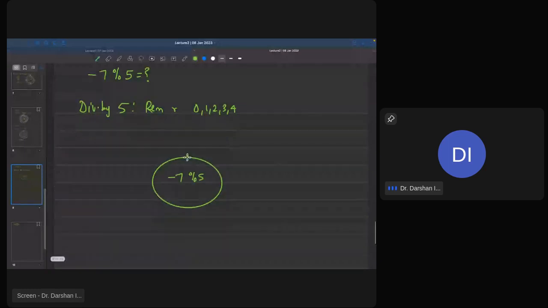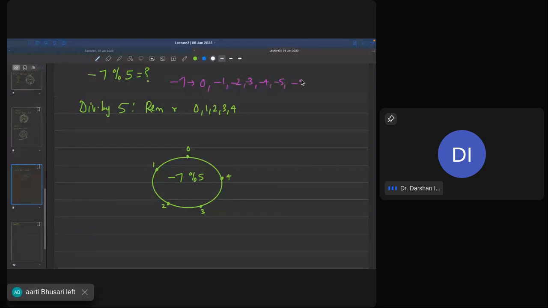0, 1, 2, 3, 4. 0, 1, 2, 3, 4. Start with it. You have to go till minus 7. So how will you go? 0, minus 1, minus 2, minus 3, minus 4, minus 5, minus 6, minus 7. Start.